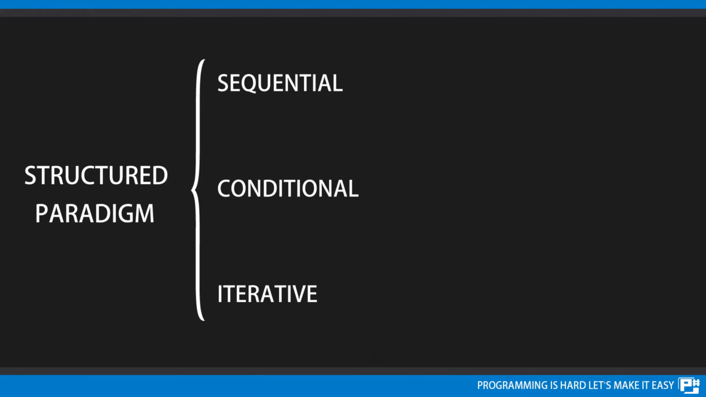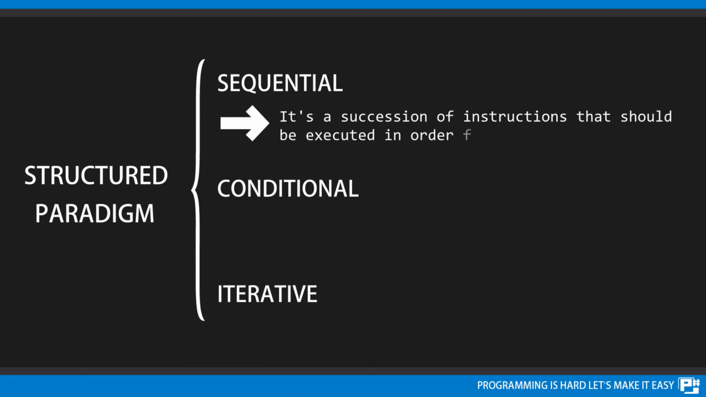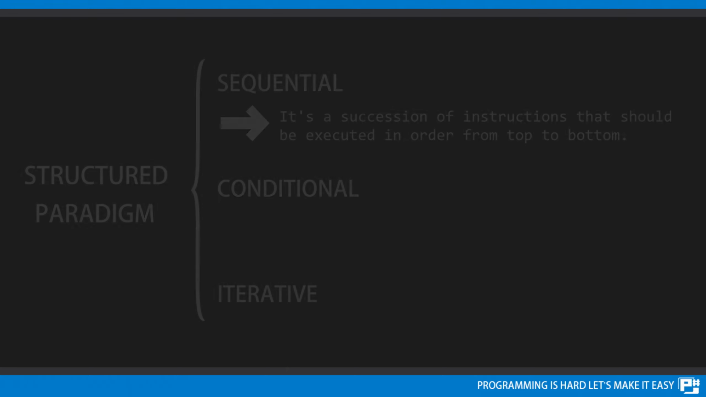The sequential structure is the simplest. It's a succession of instructions that should be executed in order from top to bottom. Instructions like assigning a variable, showing a text, etc.